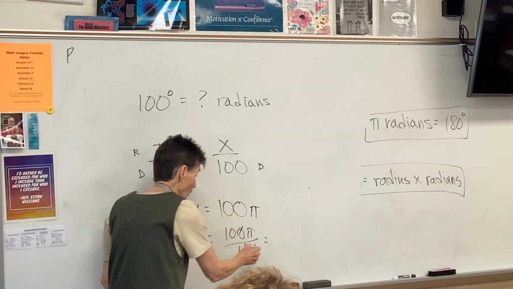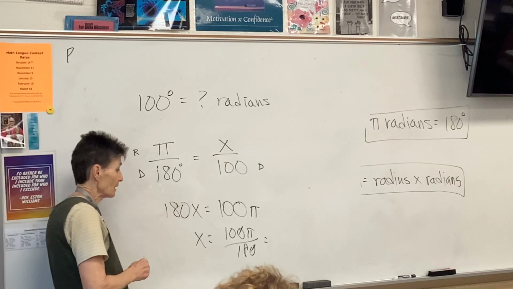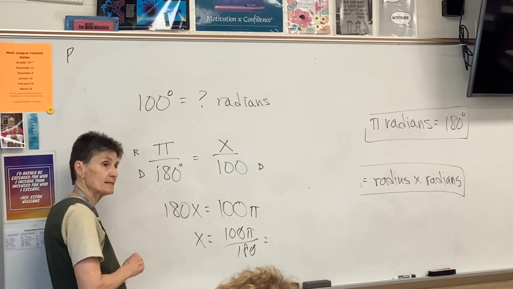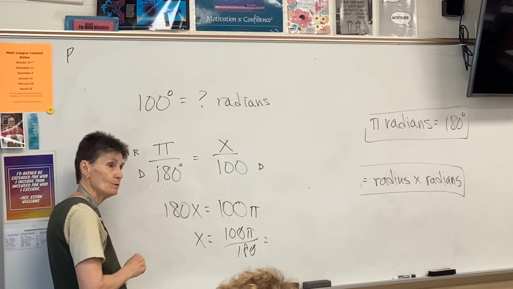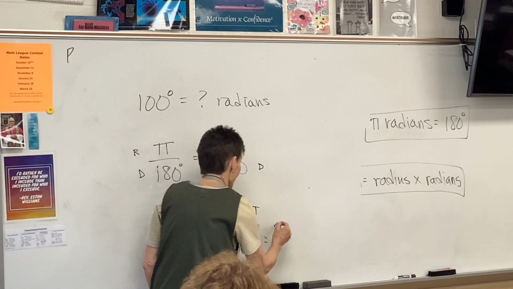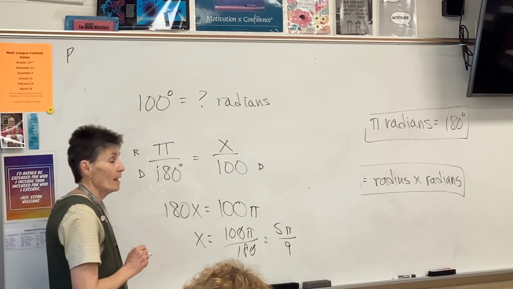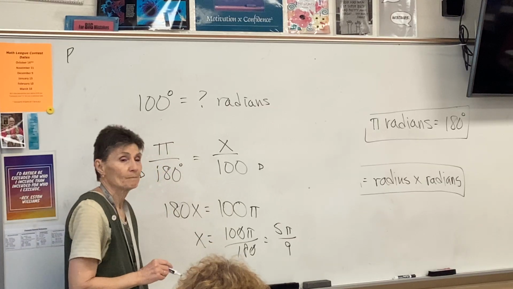So almost always we're going to have zeros that'll cancel, not always, but usually. And now I have 10 over 18, which would reduce to 5 over 9. So I have 5 pi over 9. Don't forget the pi, it's still there. And there's the answer to the question.